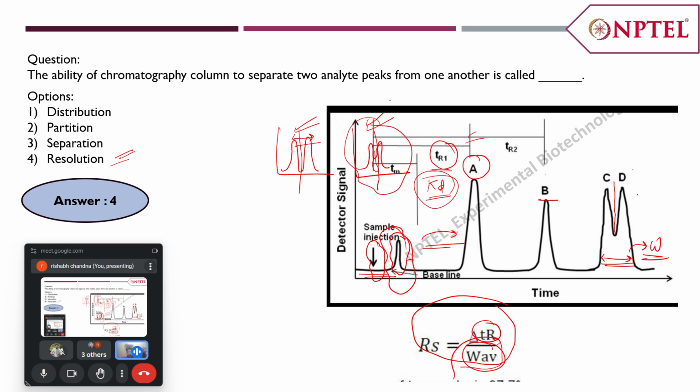And this particular graph is called a chromatogram. That is the graph between absorbance and the time in which the different proteins are eluted out. Okay, so this is the particular explanation about resolution that we study in a chromatography column. So any doubts in this? If not, then we'll move on to the next question.